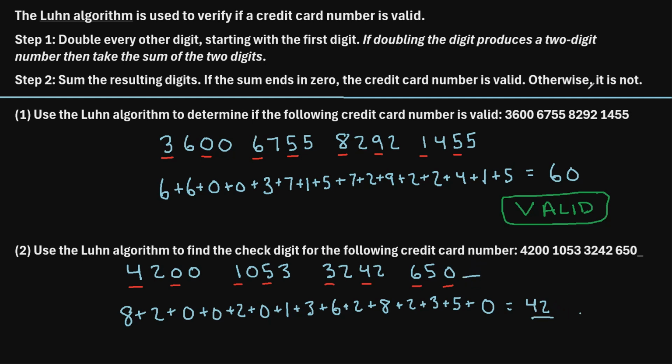Well, if we're at 42, the next number that would end in 0 would be 50. So 42 plus what is equal to 50? Well, that would be 8. So the check digit must be 8. That is what the last value right here must be in the credit card in order for this to be a valid credit card number. So those were just two quick examples of how to use the Luhn algorithm.